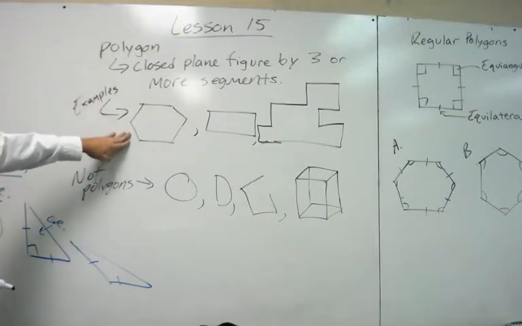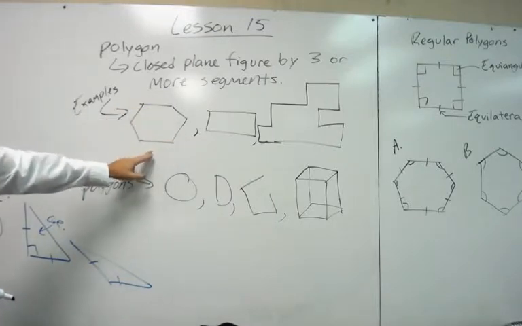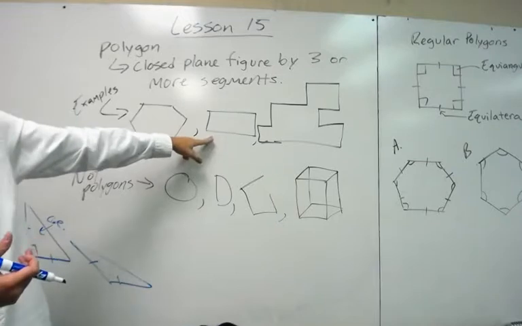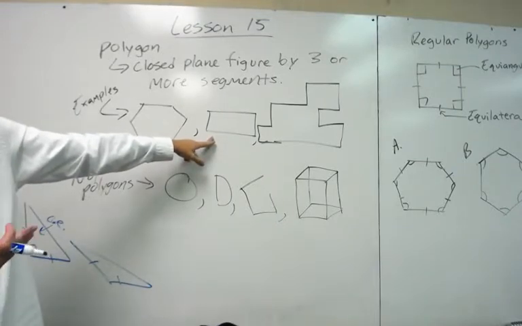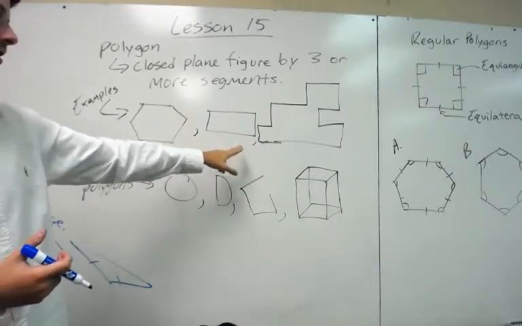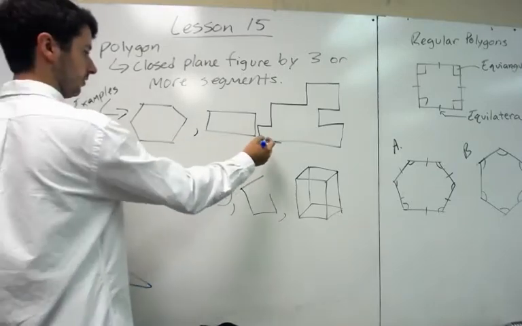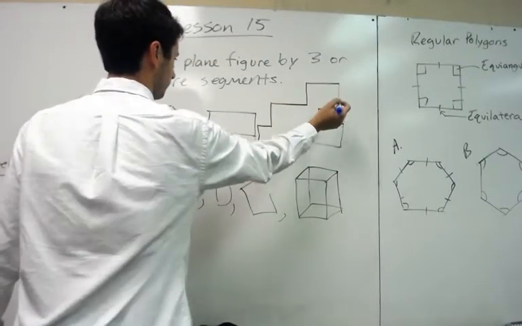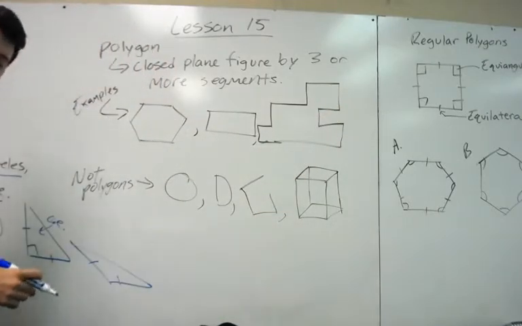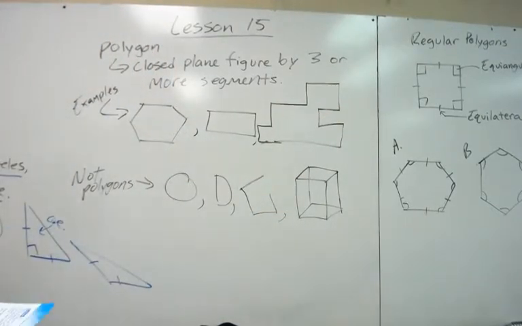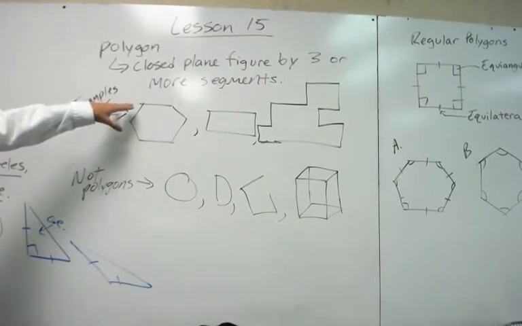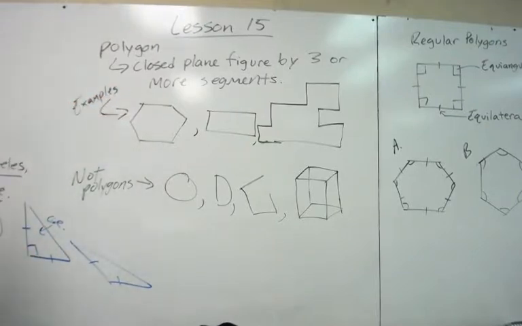Examples of polygons. Here you have a polygon that has 1, 2, 3, 4, 5, 6 sides, so that would be a hexagon. There's a polygon with 4 sides, so you could call that a quadrilateral. And this is a polygon with 1, 2, 3, 4, 5, 6, 7, 8, 9, 10, 11, 12 sides. A 12-sided polygon would be referred to as a dodecagon if you look at it in more detail. But those are examples of polygons. They are closed plane figures with at least 3 line segments.